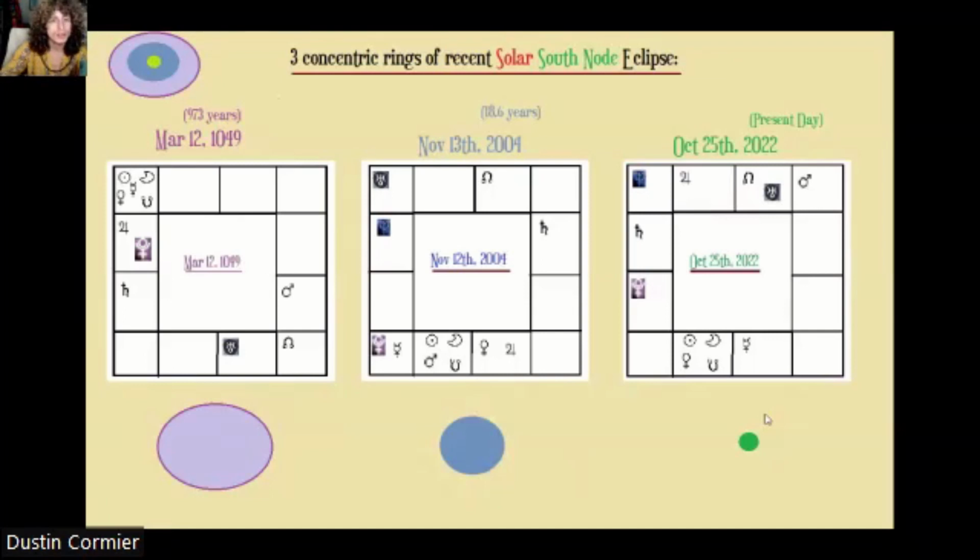Essentially, this is an example of what I'm getting at. In your recent solar eclipse video, you were talking about the solar eclipse on the south node, which just recently happened, I believe, on October 25th, 2022. I sketched out the chart of this recent eclipse. About 18.6 years ago, there was a similar South Node eclipse in Scorpio, on November 13th, 2004, and another the year before that in 2003. I'm not sure how this middle one fits, but what I would first like to ask you about is the nature of what you call the foundational eclipse.